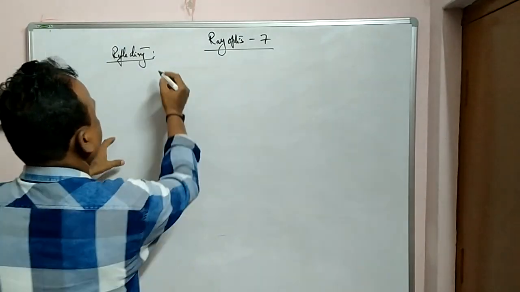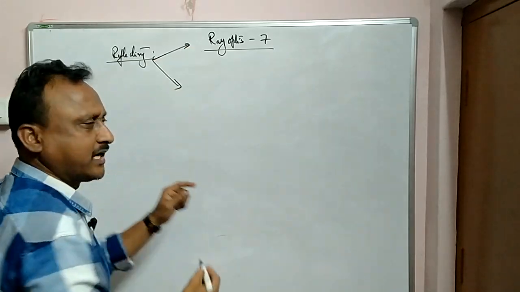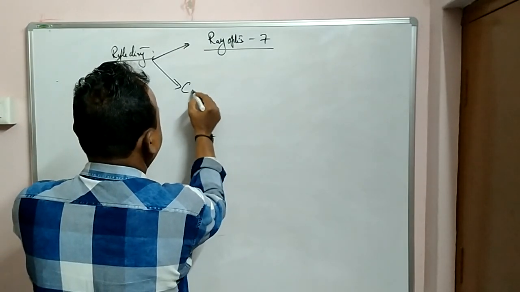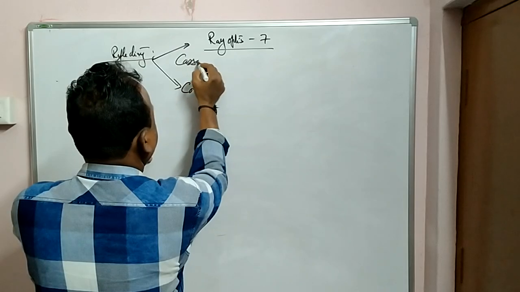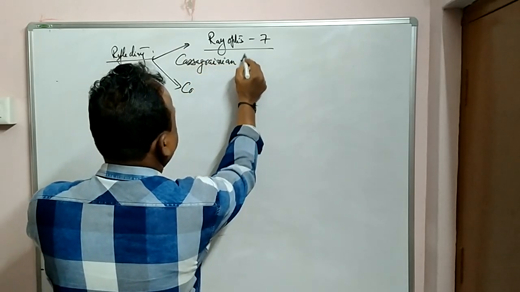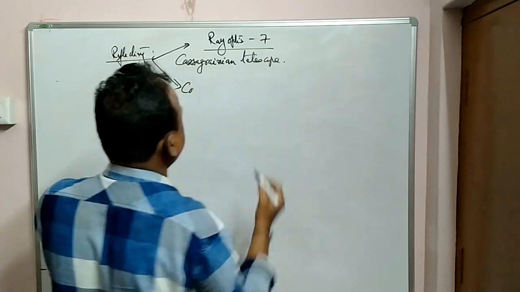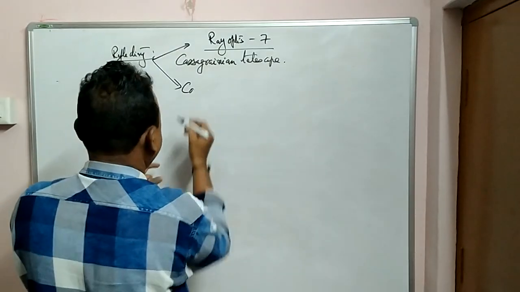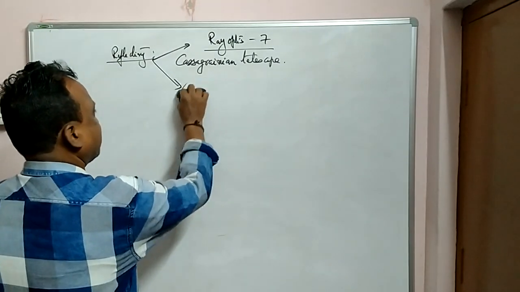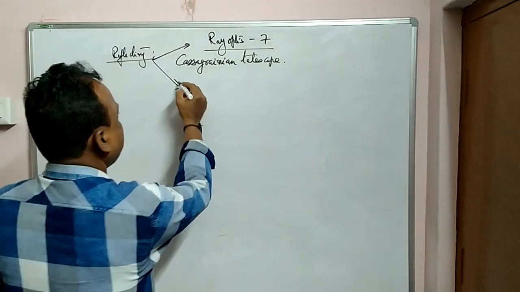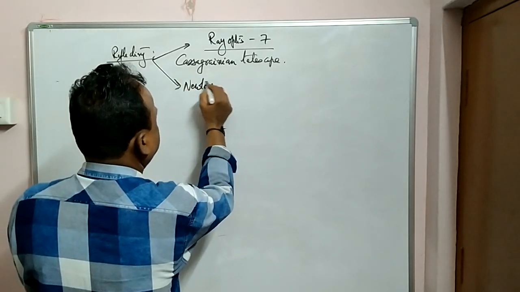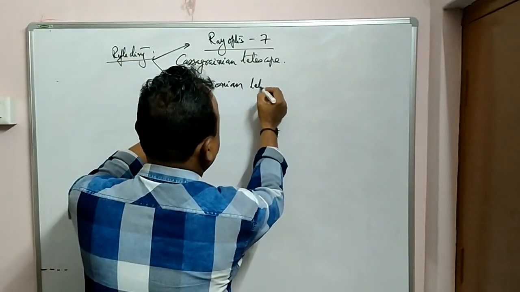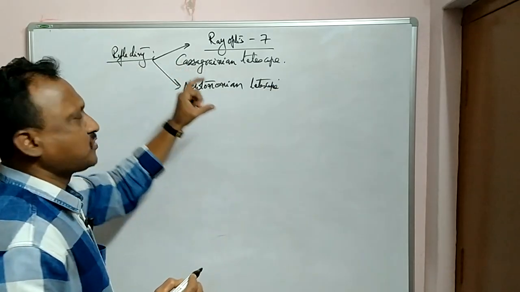Now in reflecting telescopes we have only two cases, and these are not so important, and derivations are not needed for examinations. The first is the Cassegrainian or Cassegrain telescope, this is called a reflecting telescope. The next one is the Newtonian or Newton's telescope, given by the famous scientist Sir Isaac Newton. These are the only two left, and both are reflecting telescopes.